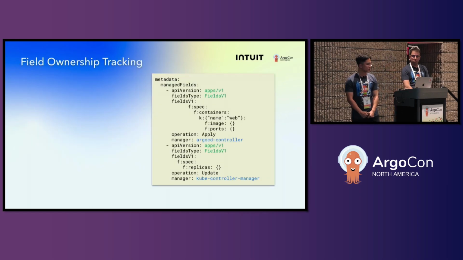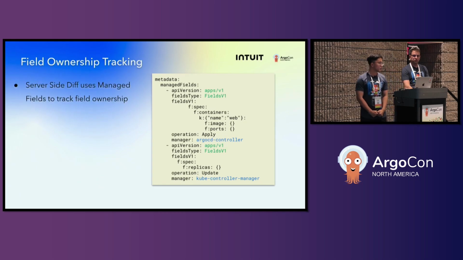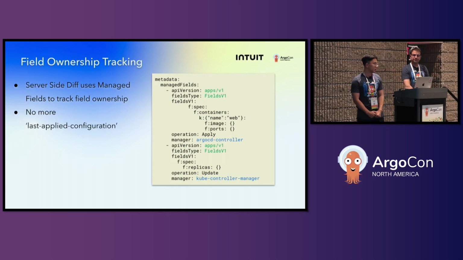Okay, so next advantage I want to talk about is field ownership tracking. So server-side diff now uses managed fields to track ownership. And you can see in the example I have here, we have two managers, Argo CD controller and Kube controller manager. So Kube controller manager manages the replicas field, and Argo CD controller manages the containers field. So with this, we no longer need the last applied configuration. This didn't really have a concept of ownership, as the last manager who applied could actually overwrite fields from a different manager.